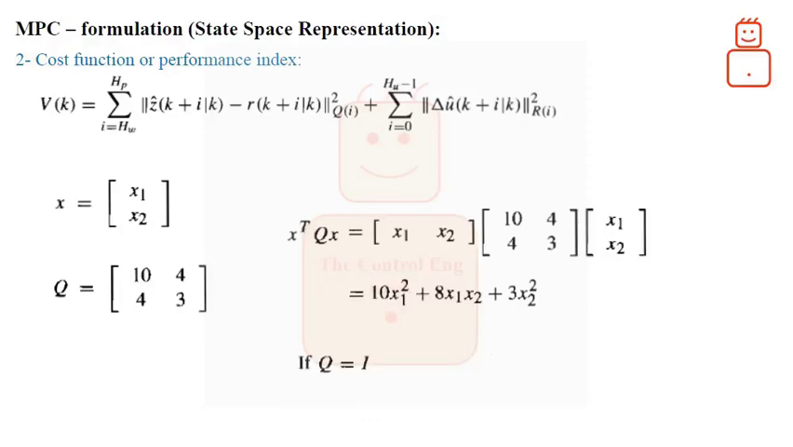If Q is the identity matrix, then we are dealing with squared equations without any weights, which is simply the Euclidean norm of the vector.